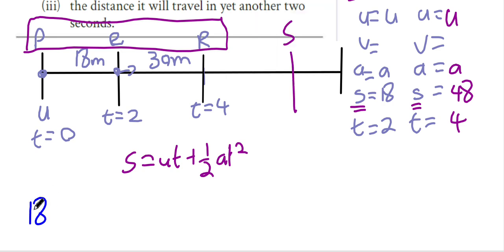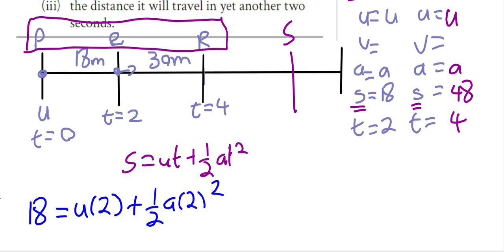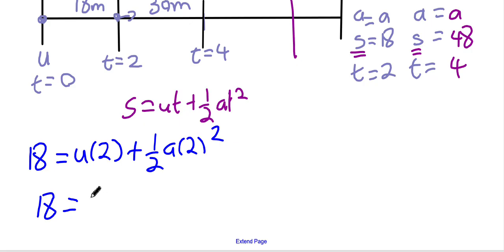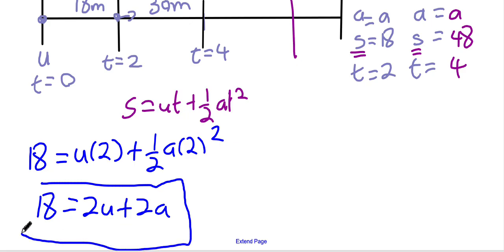So you go 18 equals u times t plus a half at squared. So it's going to be a times 2 squared. And then you have 18 equals 2u plus 2a. And that there is half a simultaneous equation. Agreed? Half a simultaneous equation.